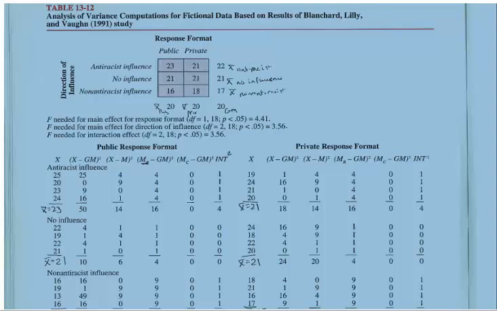This is a video about how to hand calculate a factorial ANOVA using the deviation score method. The example that we'll be using comes from a book by Aron and Aron called Statistics for Psychology. We're using table 13.12. It's an analysis of variance from fictional data based on a study by Blanchard, Lilly, and Vaughan from 1991.